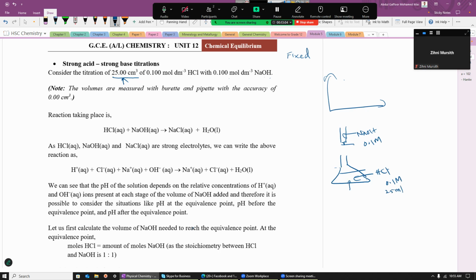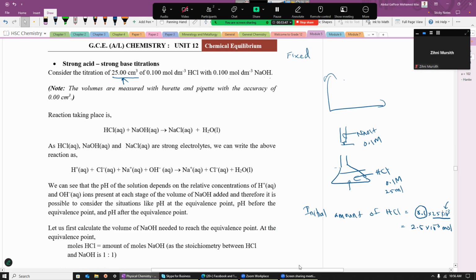So we can first calculate the initial amount of HCl. All the calculations are given here. Now I will explain step by step. The first thing we have to know is the initial amount of HCl, which is 0.1 times 25 times 10 power minus 3, that is 2.5 times 10 power minus 3 mole. That is concentration C times volume V, and in order to convert milliliter to decimeter cube, I am multiplying by 10 power minus 3.